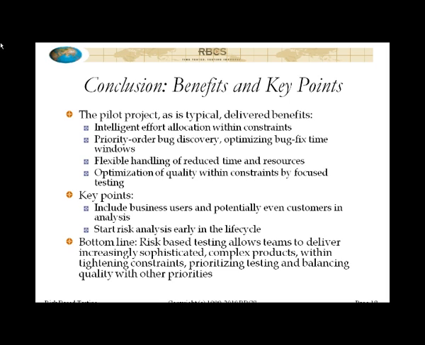So the overall conclusion at CA was that risk-based testing would allow them to deliver increasingly sophisticated and complex products, which we're all called upon to do. Products get more sophisticated and more complicated over time generally. But we're also all called upon to deal with tightening constraints, particularly now, given the financial situation, and risk-based testing helped them deal with the constraints, and allowed them to really prioritize testing and quality and balance that against the other priorities. So they're sold on it.